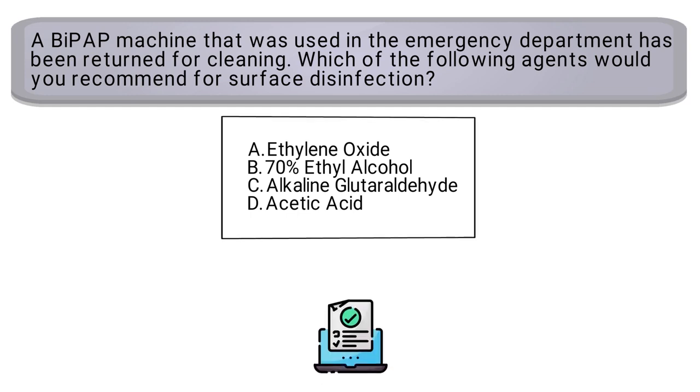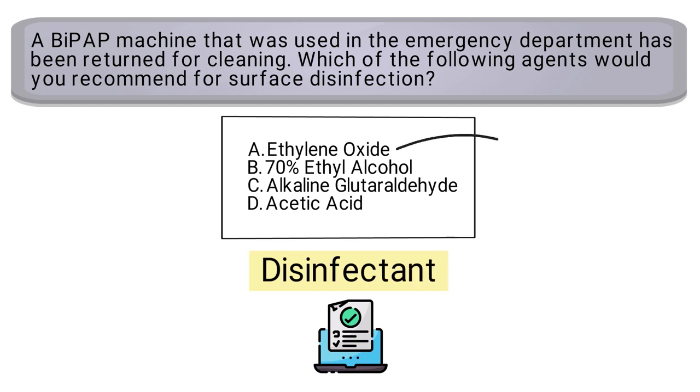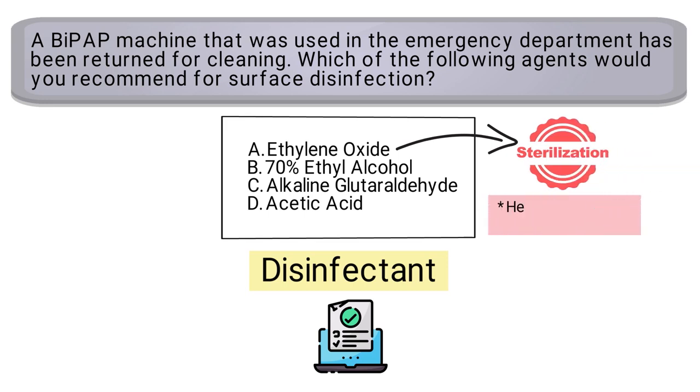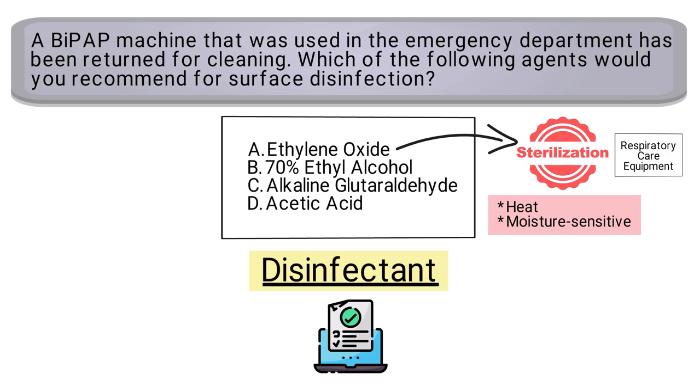To get this one correct, you needed to know which substance in the answer choices can be used as a disinfectant. The first answer choice, ethylene oxide, is used for sterilization in heat or moisture-sensitive items, such as plastics and respiratory care equipment. We're looking for a method of disinfection, not sterilization, so we can rule out A because we know that it's not the correct answer.